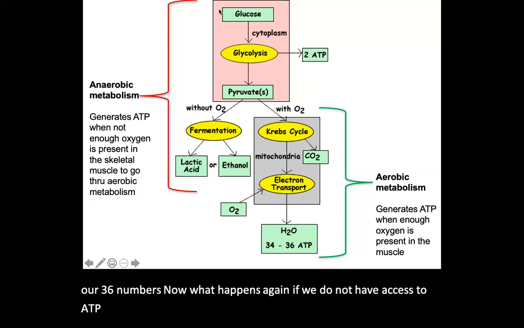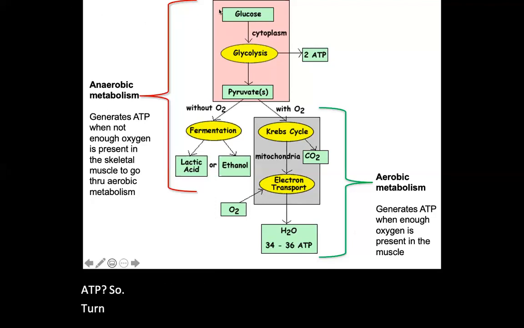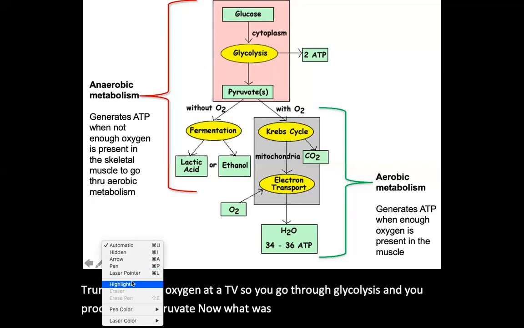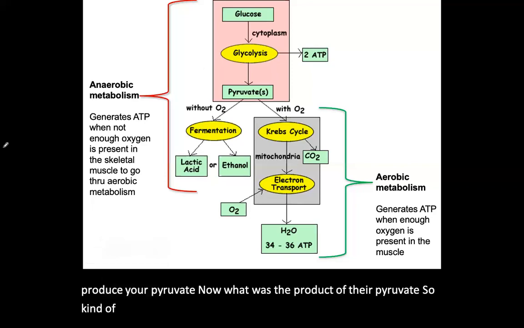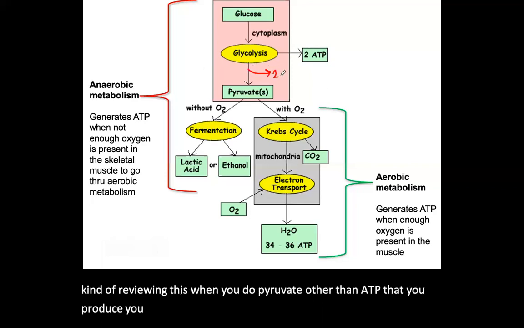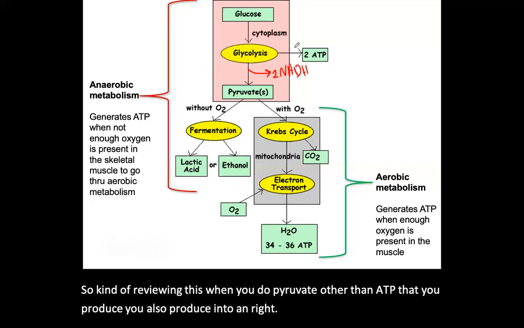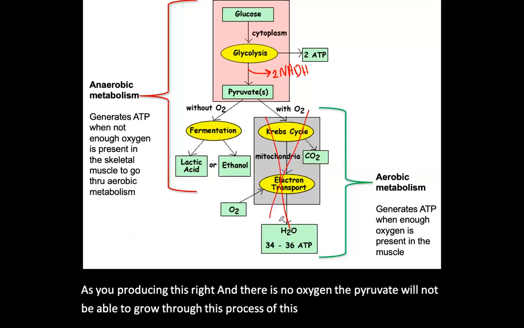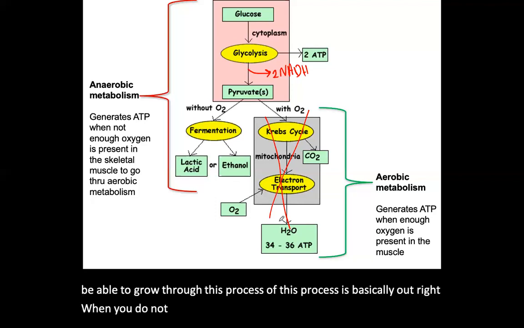Now, what happens if we do not have access to oxygen, and therefore not ATP? So you go through glycolysis and you produce your pyruvate. Now, what was the product of the pyruvate? Reviewing this, other than the ATP that you produce, you're also producing 2 NADH, right? As you're producing this, and there is no oxygen, the pyruvate will not be able to go through this process. So this process is basically out when you do not have access to oxygen.